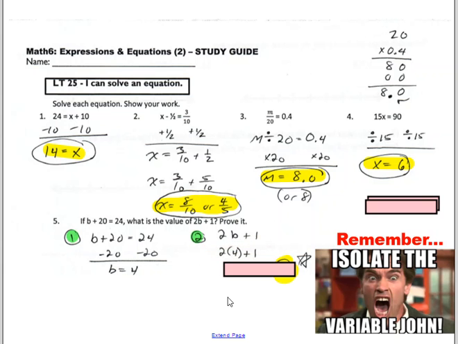Well, where'd that 4 come from, you ask? Well, we already solved it over here. That's where the 4 came from. So now we're going to plug it in there and solve this problem. So that would be 2 times 4 plus 1. Well, we know that's 8 plus 1. So the value of 2b plus 1 is 9, all right?